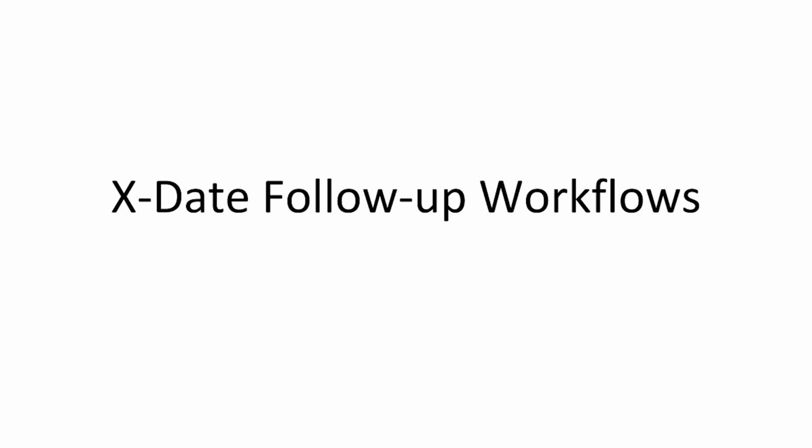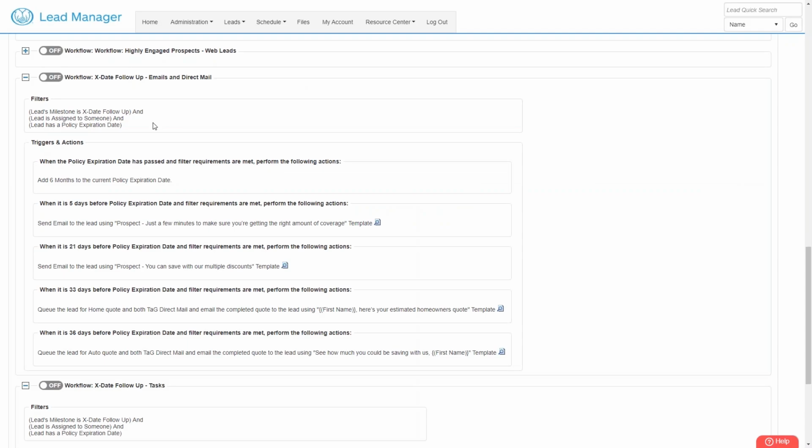Home and auto quotes are now built into your default X-date workflows. The quote will be queued to send both an email and a direct mail piece. If you'd like to send direct mail, you must have the tag settings configured as mentioned earlier in this video. If it's not configured, only an email will be sent with the quote if the lead is okay to email.